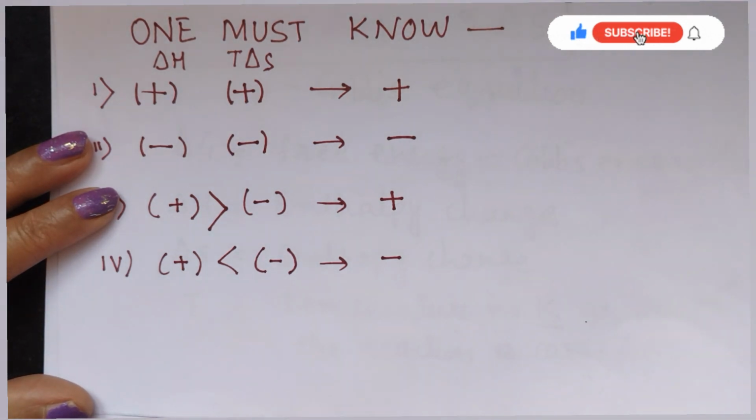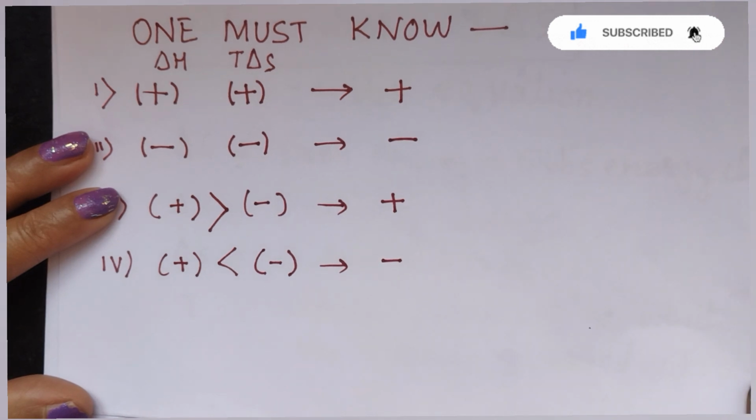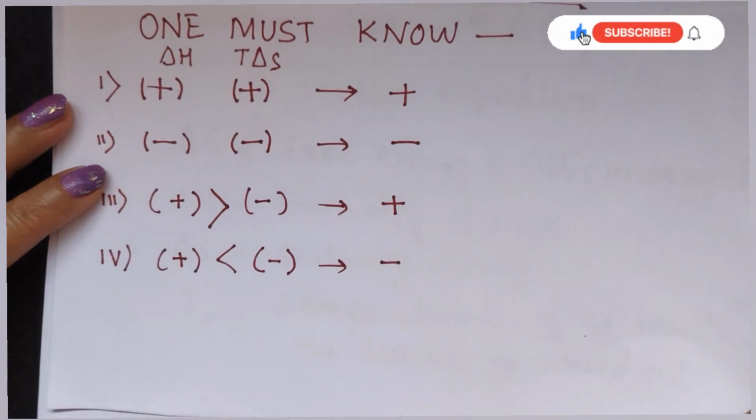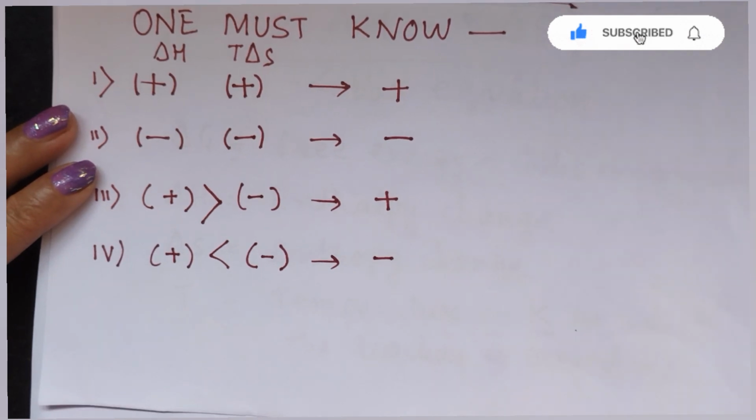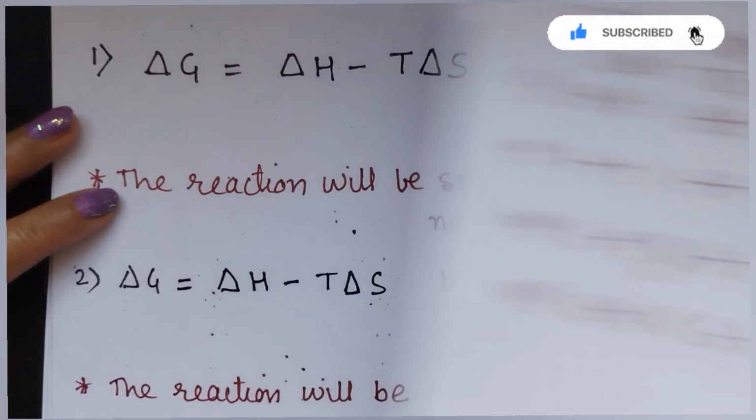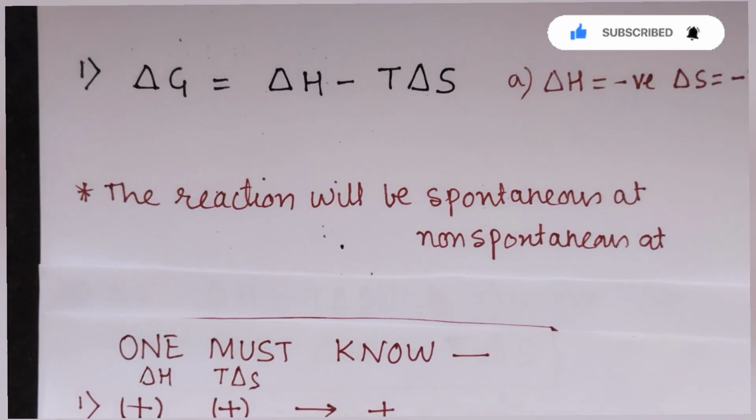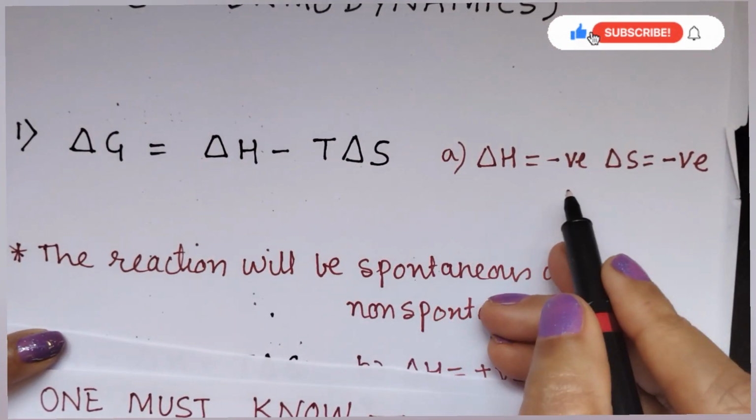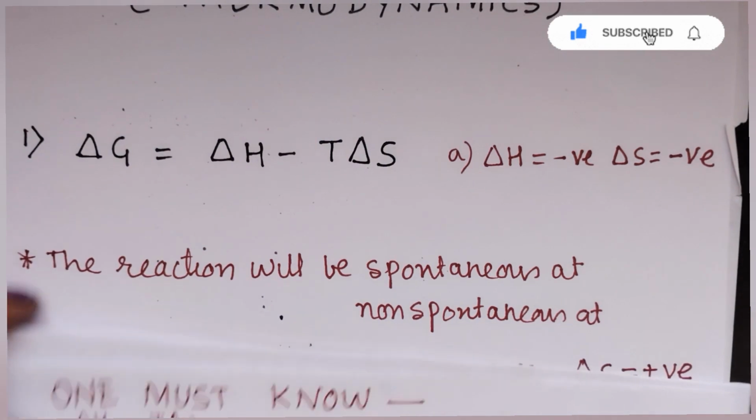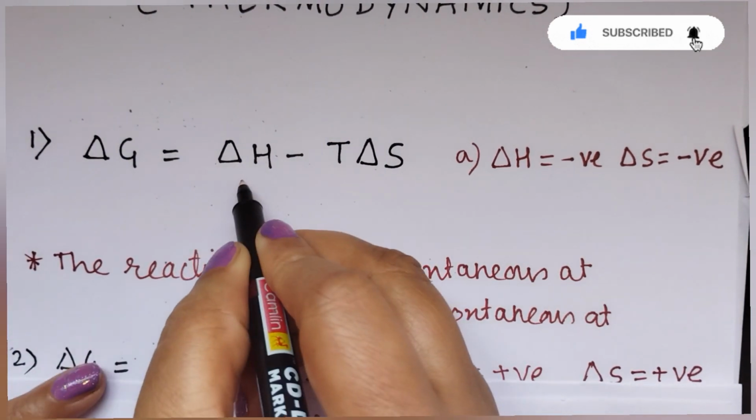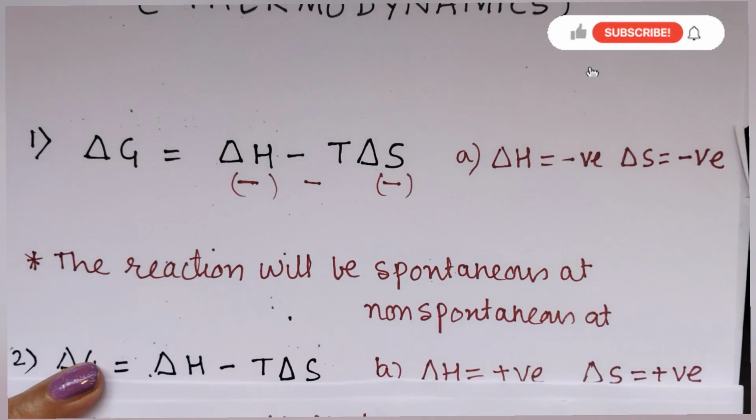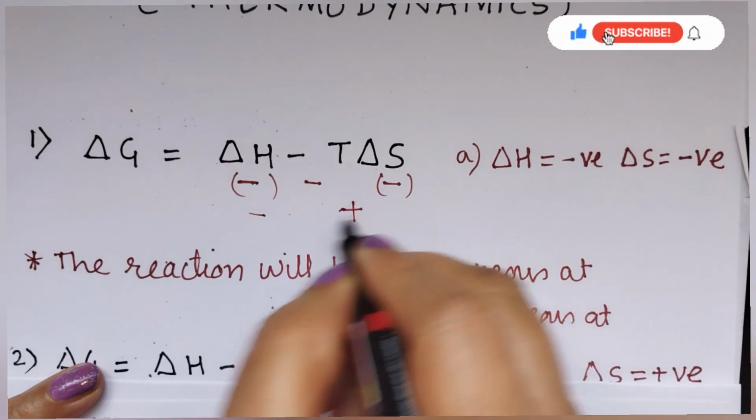Taking this help into consideration, let us apply those sign conventions of delta H and T delta S in the equation and find out the spontaneity of the reaction. The most important factor playing a role here is temperature. So let us find out how to predict the spontaneity. See the first case, students. The first case is if delta H is negative and delta S is also negative. Let us put the sign conventions here: this is negative and this is also negative. So when I solve this, the signs will be like this.